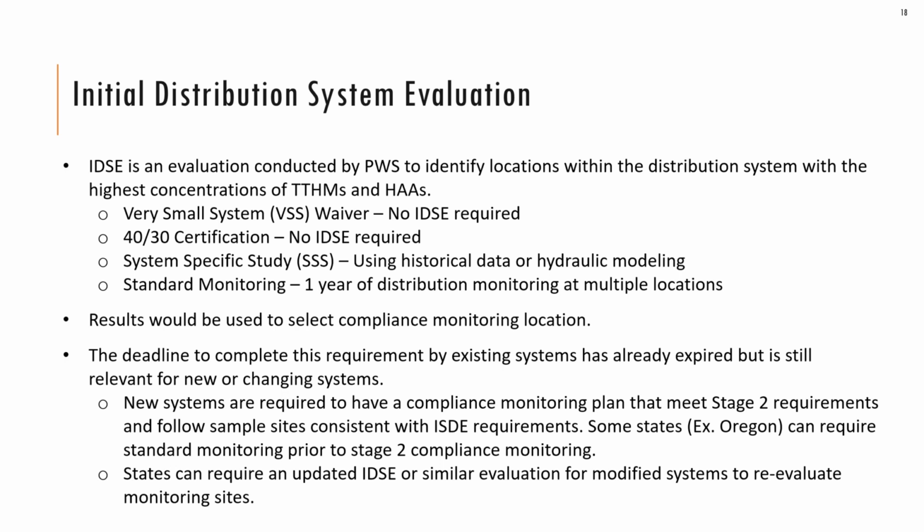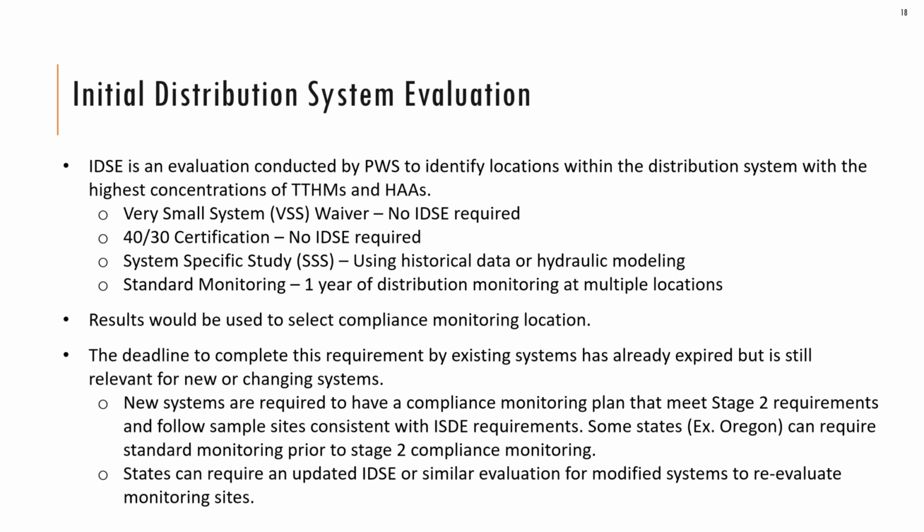There are 4 options to comply with this requirement. 2 of those were the very small system waiver and a 40/30 certification, which were considered simplified evaluations since public water systems who applied for these options did not have to complete an evaluation. These are only available to systems with small distribution systems or historically low DBP levels. The more interesting options were the system-specific study and the standard monitoring options.